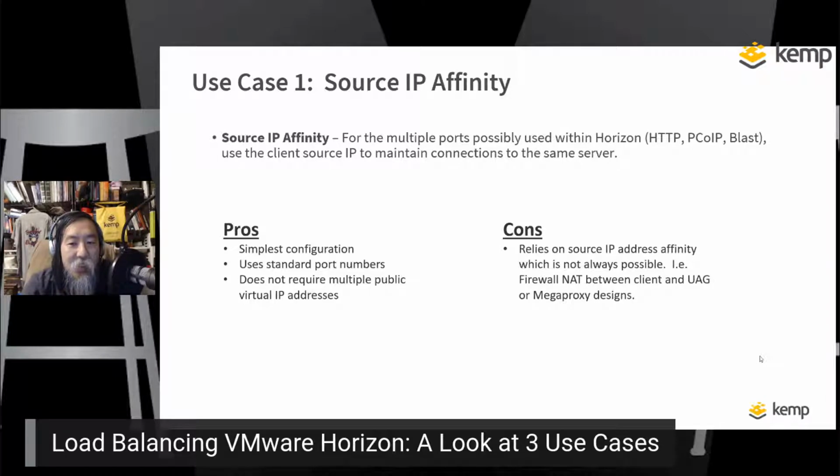The con is that it relies on the source IP address of the client for the affinity. So the problem here is that if we have two clients that have the same IP address going to the UAG, but they are different clients, the UAG is going to get confused. You're thinking to yourself, well, why would that happen? How would two clients have the same IP address?